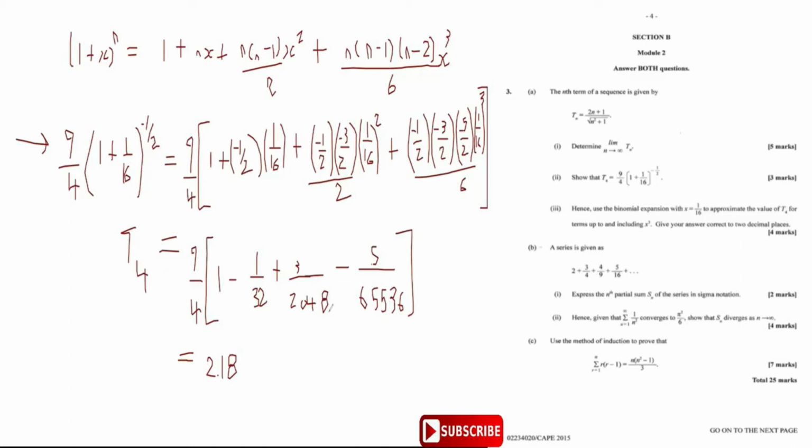Solved. And it says to 2 decimal places. So this is it to 2 decimal places. All right, that's the answer to 2dp. Nice and easy. Solved.